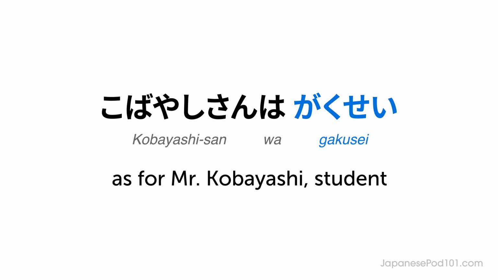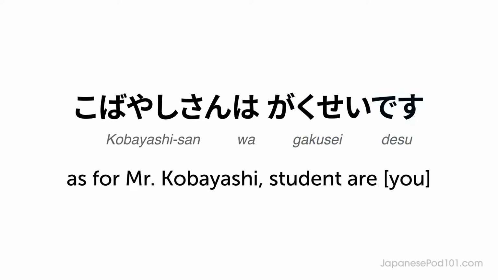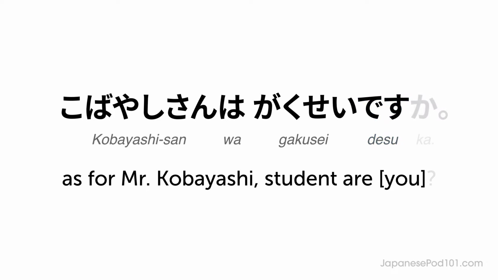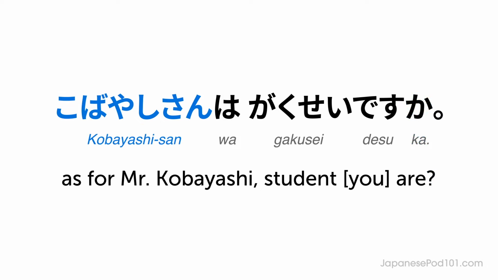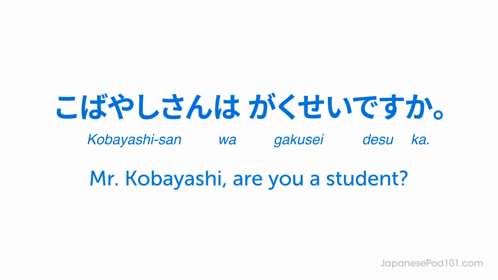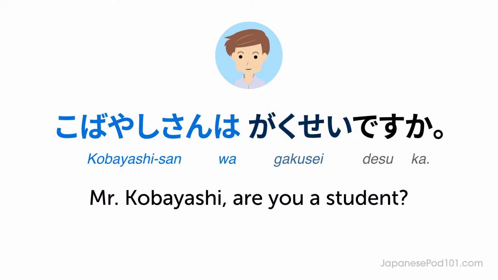After this is 学生, student. Next is です. Here, it's like the are in are you. Last is the particle, か, the question marking particle. This particle turns the sentence into a question. Altogether, it's 小林さんは学生ですか? This literally means, as for Mr. Kobayashi, student, you are, but it translates as, Mr. Kobayashi, are you a student?